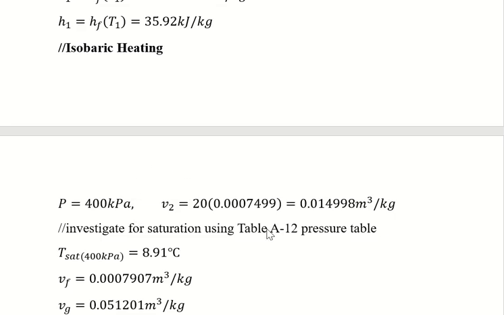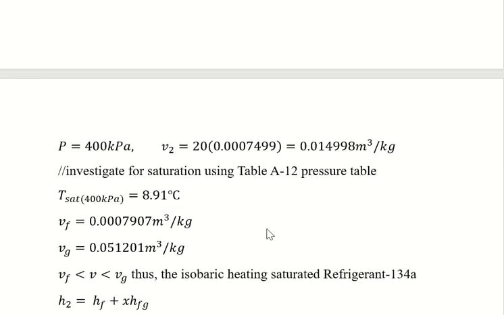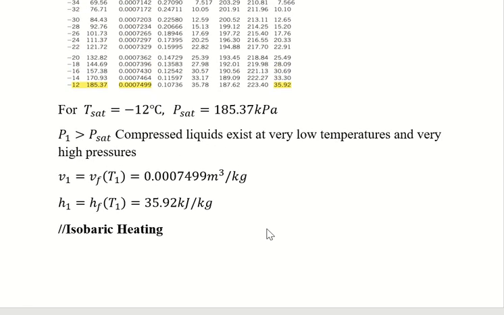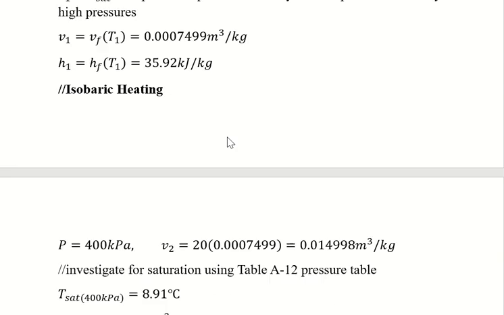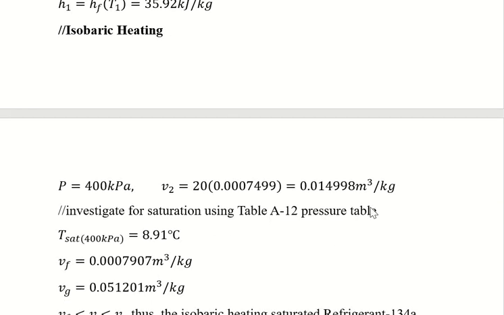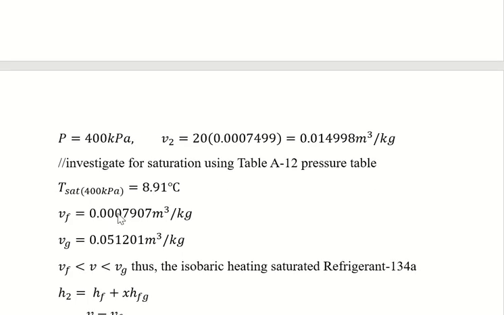Yeah. So I did not insert the table because the whole idea is once you understand how to use such a table before, you can use it conveniently, even here. So from that table, A12 pressure table, you're going to find that at a pressure of 400 kilopascals, the saturation temperature is equal to 8.91 degrees Celsius.